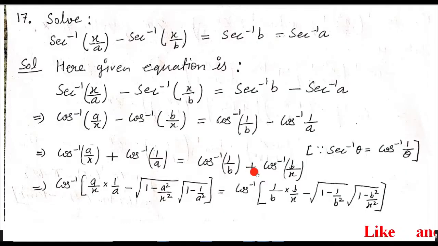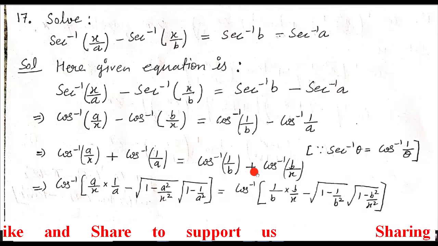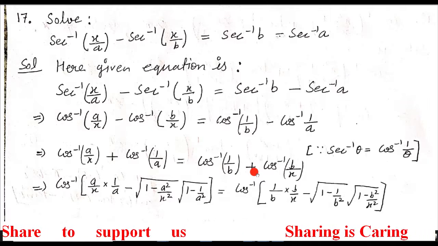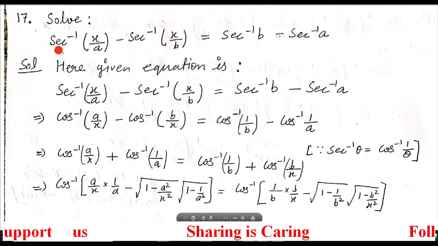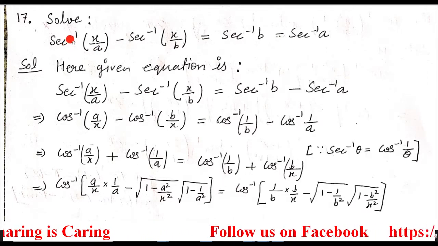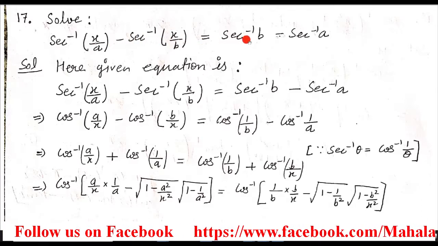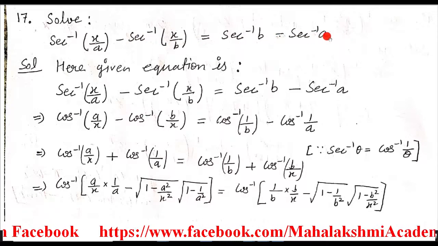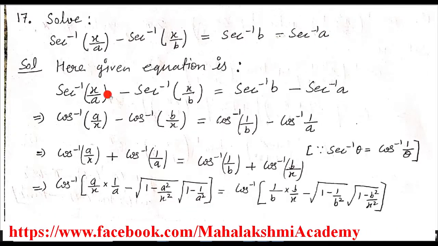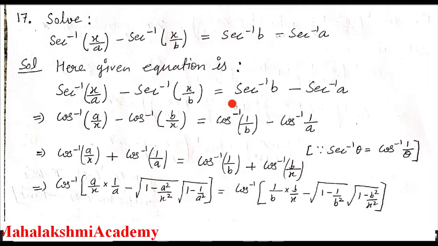Hello everyone. Today I am going to explain question number 17 of exercise 2.1 of class 12. We have to solve this equation: sec inverse x upon a minus sec inverse x upon b equals sec inverse b minus sec inverse a. So we will start with the given equation. I wrote the given equation here.